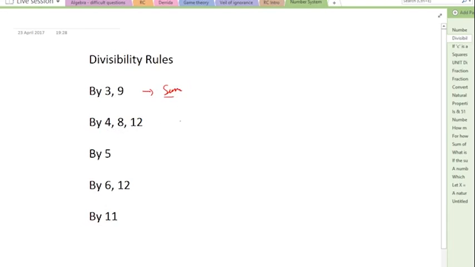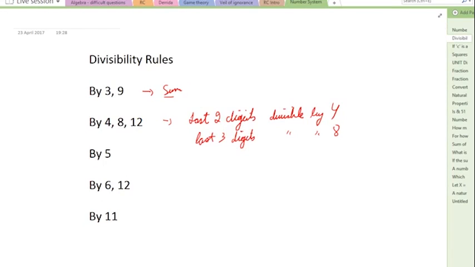For 4, 8 and 12, if the last two digits are divisible by 4, then the number is divisible by 4. And 8 and 12 work accordingly. For 8 it needs to be the last 3 digits. Sorry, 12 won't be in the same pattern. I have misplaced it here. So 12 actually should not be here, but 8 would be the last 3 digits.